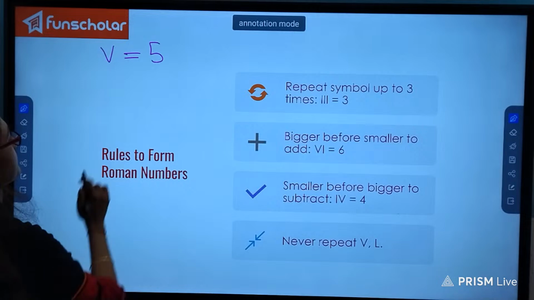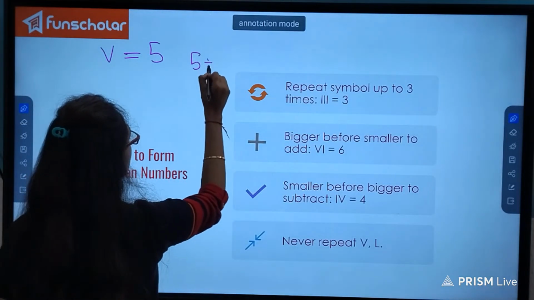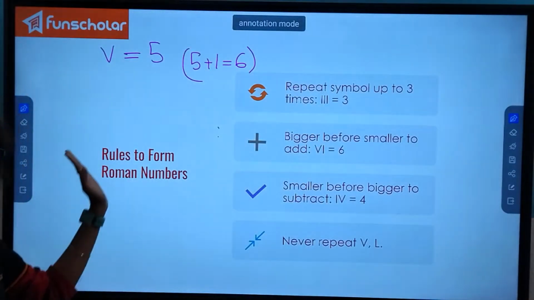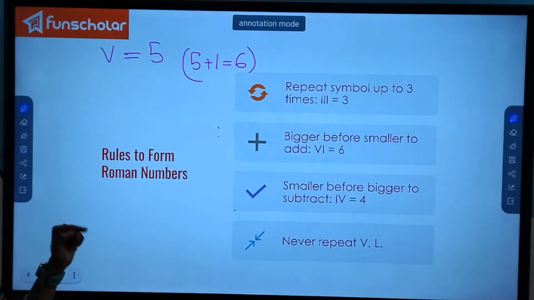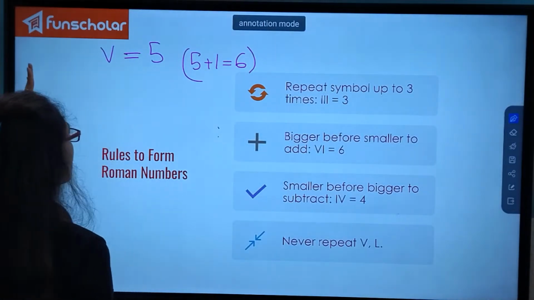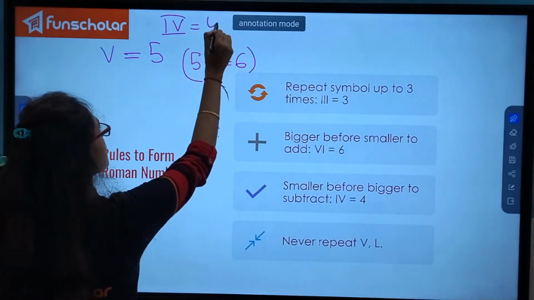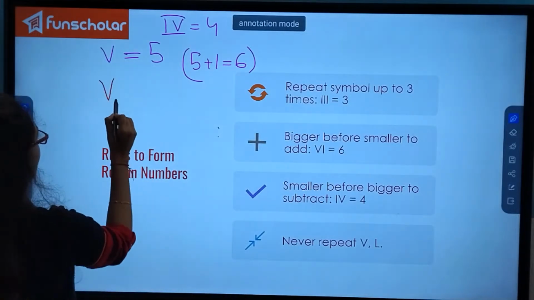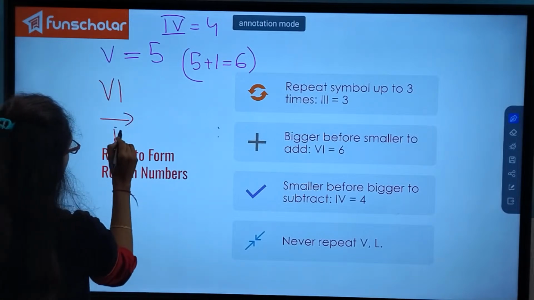Now in number system, to make 6 from 5, what we do? 5 plus 1 equals to 6. Right? We add something. So here also we will add 1. But how we will add? In case of subtraction, what we did? We put the I on the left side of the number. This one, which represented 4. Now to show addition, what will I do? I will just put I to the right side of the number.